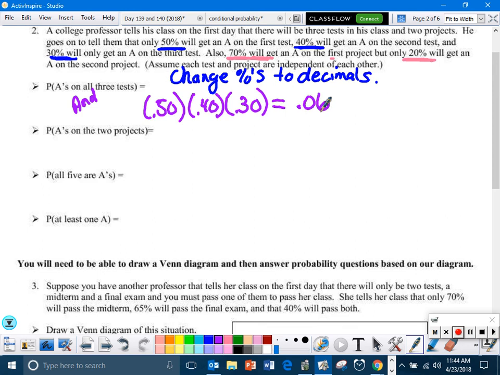Not very good. All right, the next one, what's the probability of getting an A on the 2 projects? Well, the first project is 0.70. And again, this is an AND situation, so we multiply, and the second project is 0.20. So the probability of getting an A on both projects is 0.14.